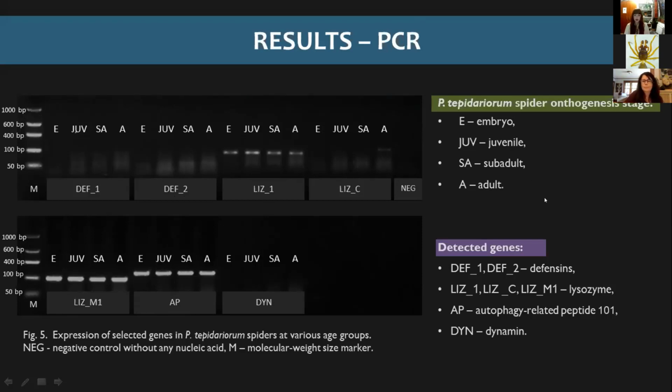So now we know that Parasteatoda tepidariorum spiders can translate proteins to lysozymes, to autophagy-related peptides. So they have got tools to deal with microorganisms.